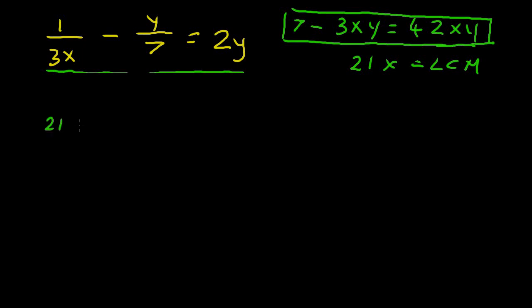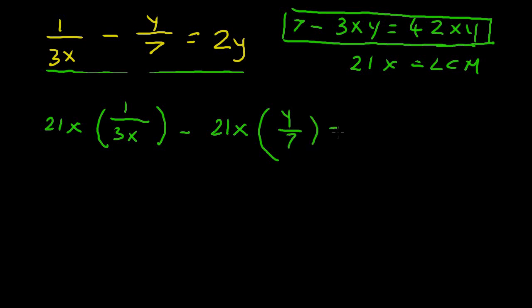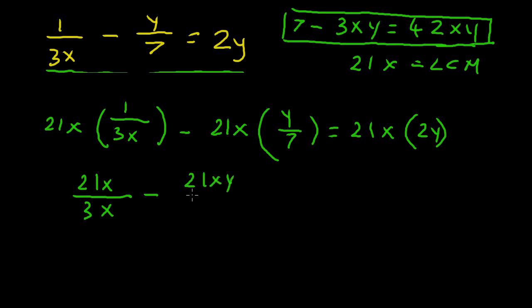So we have 21x times 1 over 3x, minus 21x times y over 7, equals 21x times 2y. Let's write out the whole thing. We have 21x multiplied by the numerator over 3x, minus 21x times y, which gives 21xy at the top over 7, equals 21x times 2y, which is 42xy.